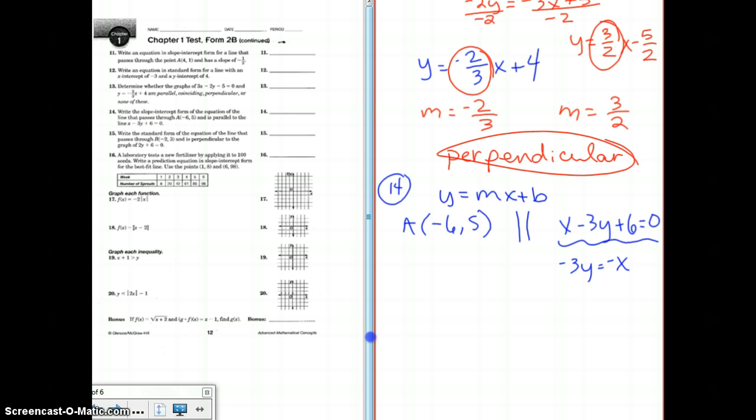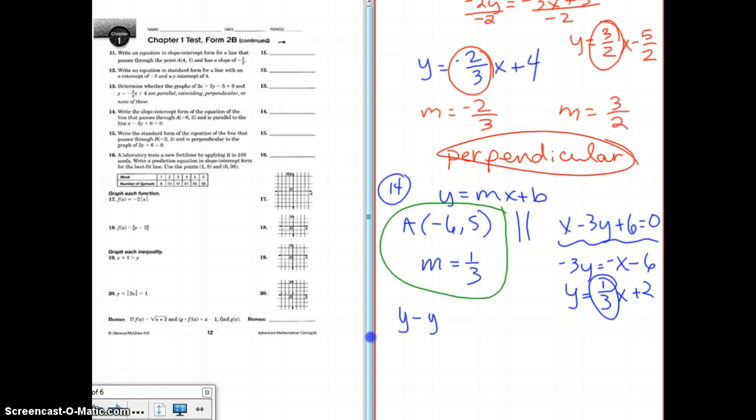-3y equals -x minus 6, divided by -3. Y then is going to equal 1/3 x plus 2. And there's my slope. So the slope of my parallel line is going to be 1/3 as well. So once I find the slope, I really don't need that other equation anymore. I'm going to write an equation with this information. Again, I'm going to use point-slope form. I think that's the easiest way, and then solve for y to get it in y-intercept form.